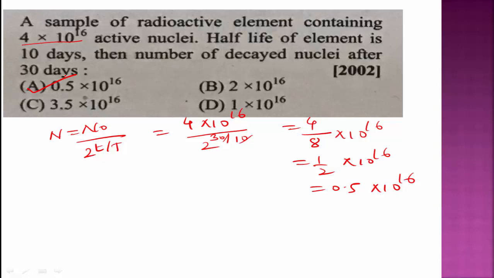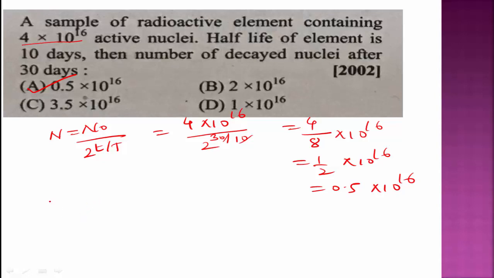Option A is the right answer. Sorry, here this is the value of N, but here they are asking: a sample of radioactive element containing 4 × 10^16 active nuclei, half-life of the element is 10 days, then the number of decayed nuclei after 30 days.